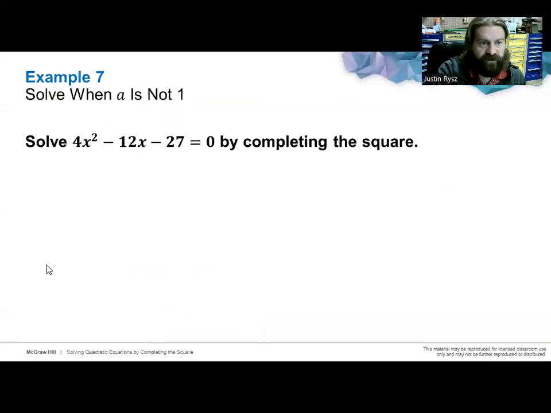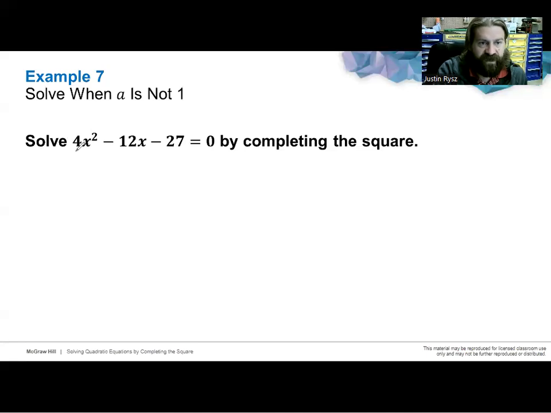If we have a number in front, what we need to do is divide everything by that number. So we're going to divide everything by 4, even technically the 0. So we get x squared minus 3x minus 27 over 4. I was going to put a decimal here, 6.75, but let's keep it a fraction and have some fun here today. So 27 over 4 is equal to 0.